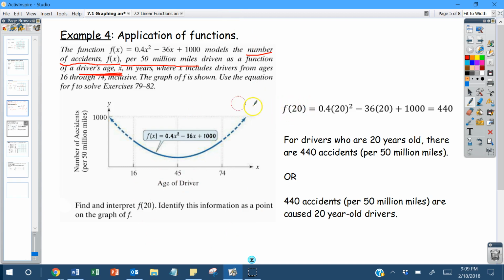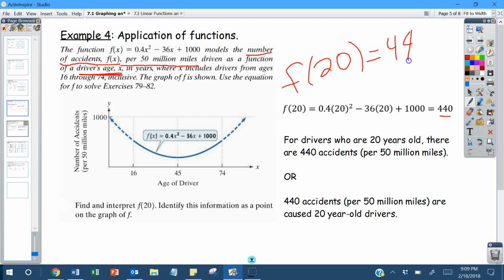F of 20 means you're just going to take this function here, and anywhere you see x, you're going to plug in 20. So that's what I did. I did 0.4 times x, there's the 20, squared, minus 36 times x, there's another 20, plus 100. I just did that in my calculator. I typed it just like that, and it spat out 440. So f of 20 is equal to 440.